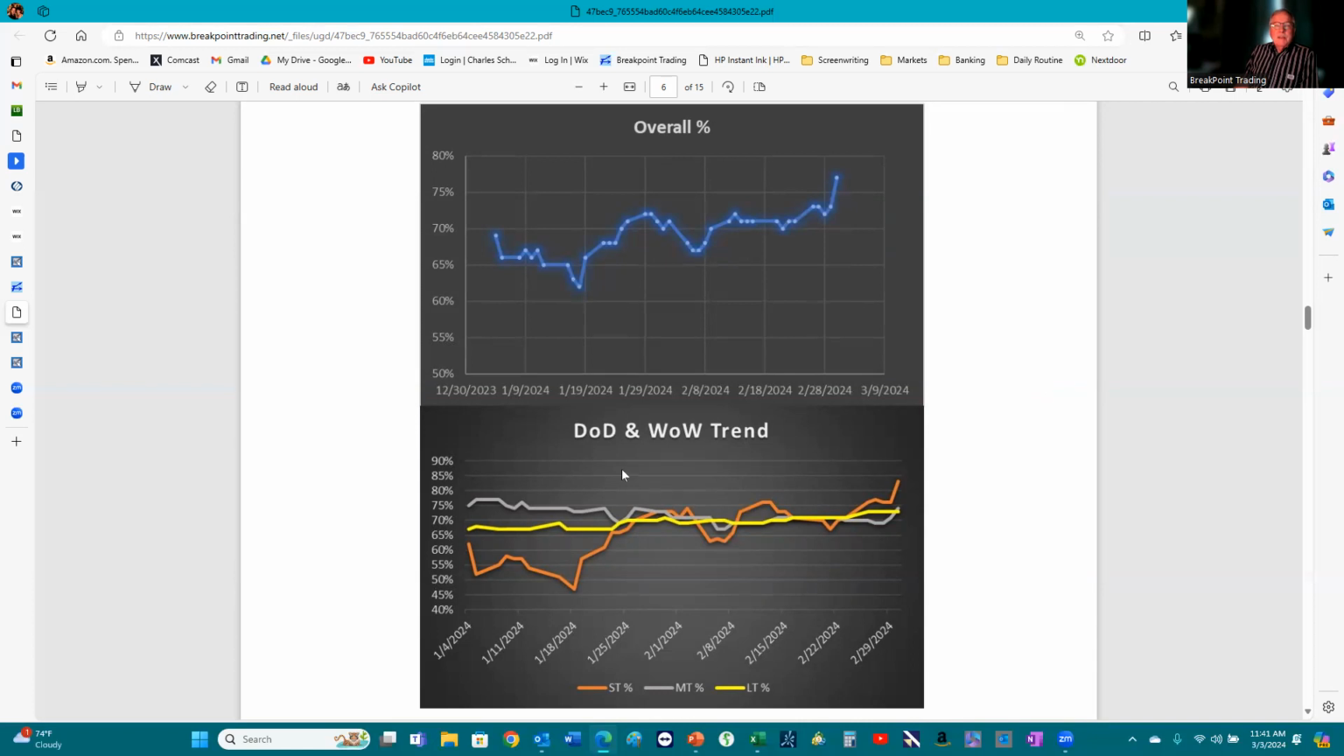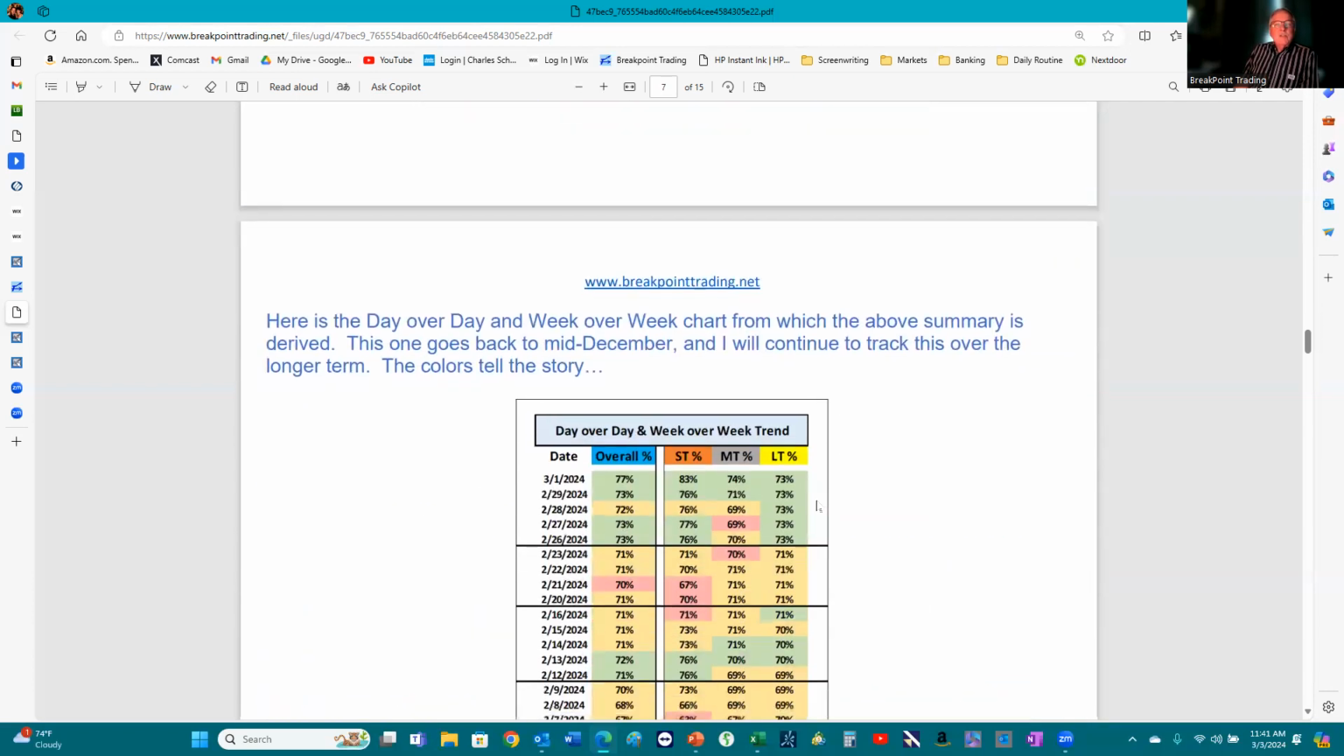And the one below it is the day over day and week over week trend, with the orange line being the short term, the gray line being the midterm, and the yellow line being the long term. Long term, as you would expect, is a little flatter, but the short term is definitely going higher. So that's good news for the market.